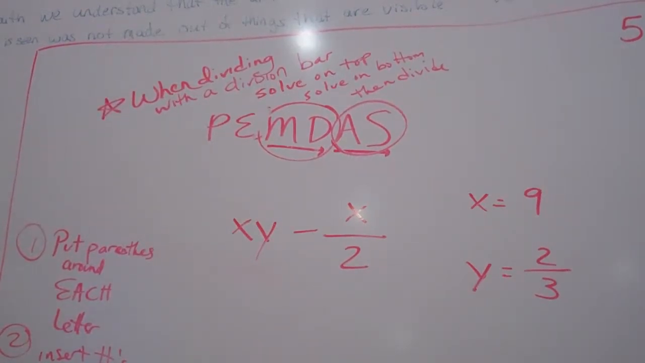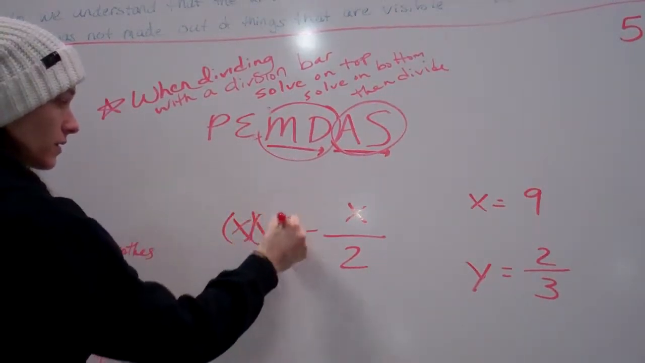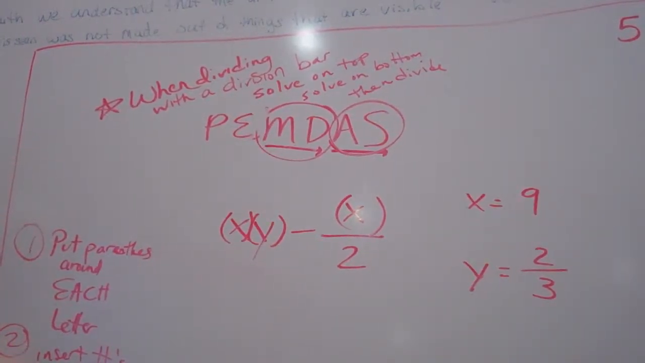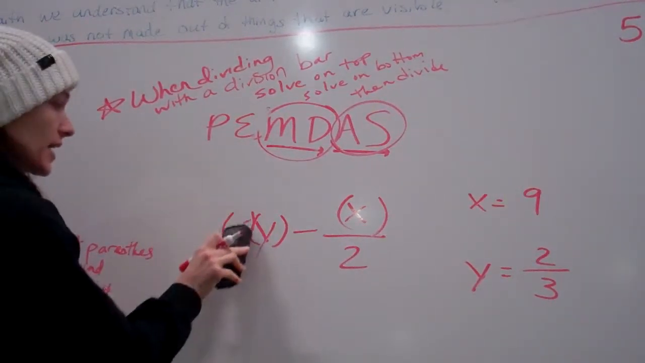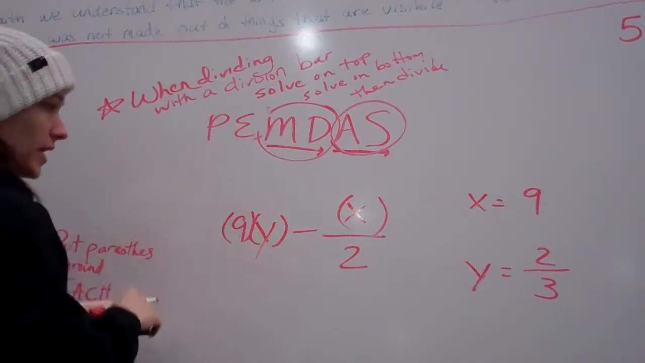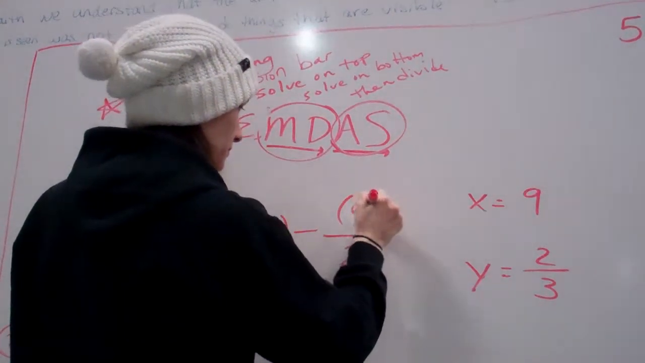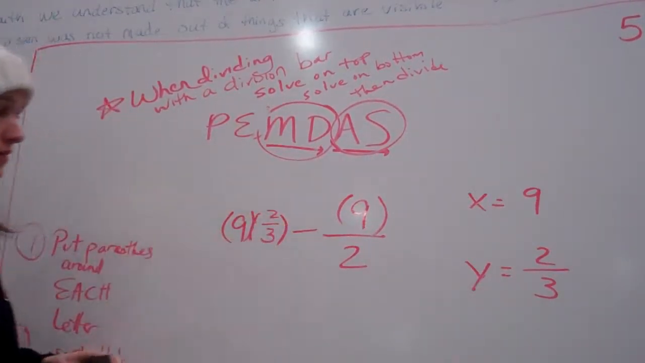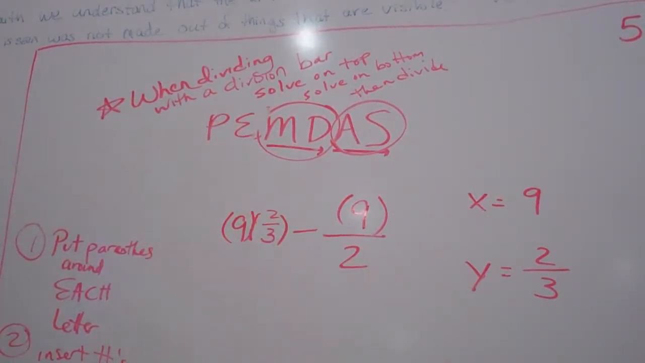Okay, again, what's my very first step, Lane? Parentheses around each letter, and then step 2, insert the numbers. X is 9. Y is 2/3. Okay. And then do you want me to keep on going?